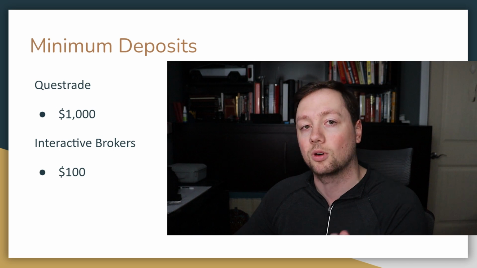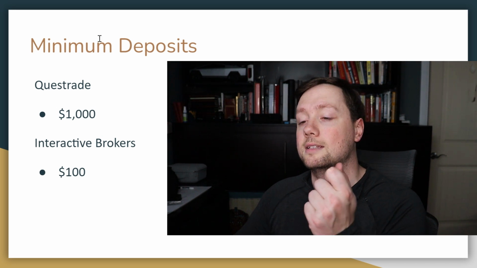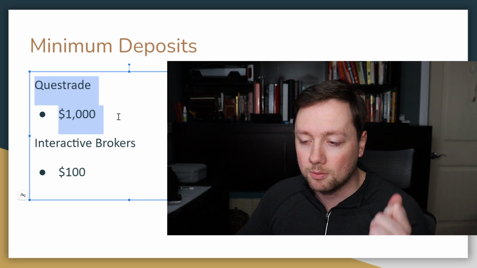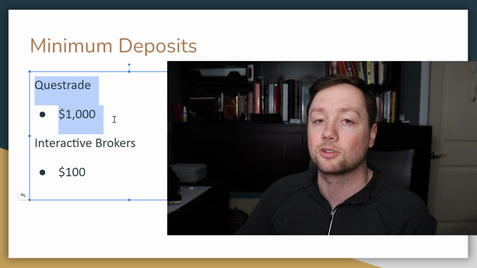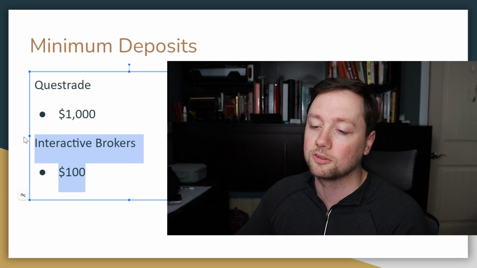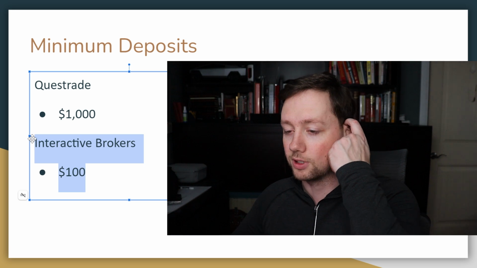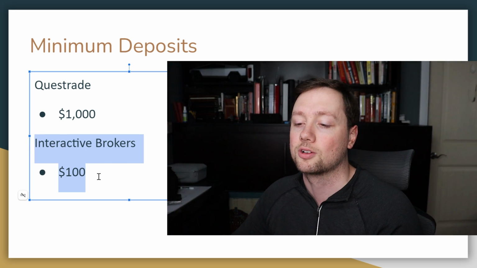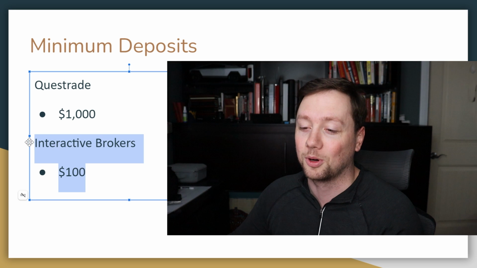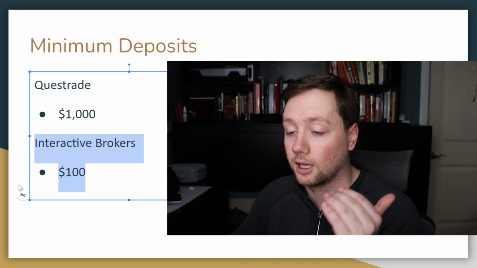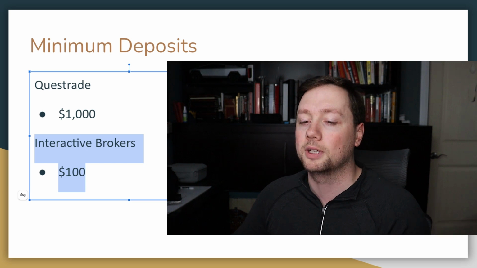Now, the next thing you're going to want to think about if you're a new trader is deposits. If you want to get started on Questrade, you're going to need a minimum deposit of $1,000. With Interactive Brokers, it looks like you're only going to need $100. I just pulled it up recently and it says $100. I haven't opened an account with $100, but that's what it says online. So if you're trying to get started with a small account, again, Interactive Brokers is probably going to be the better option for you.